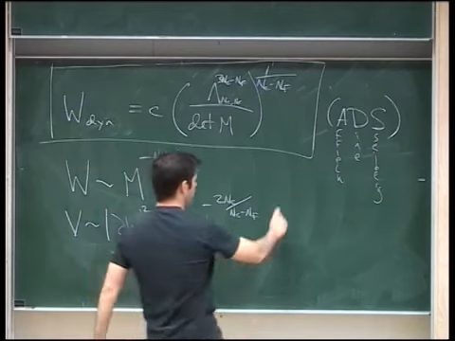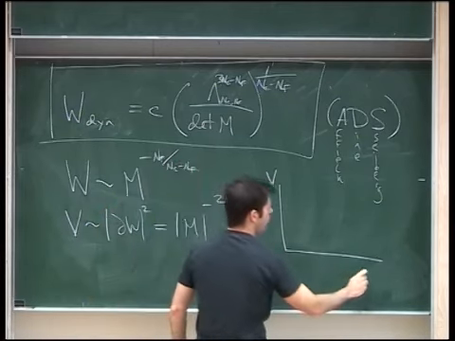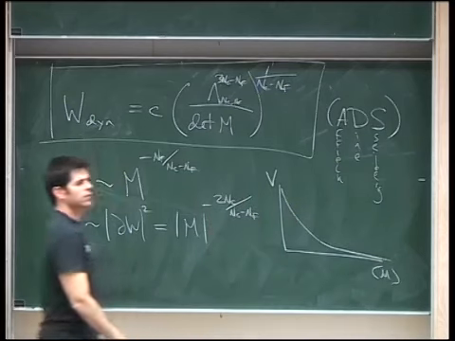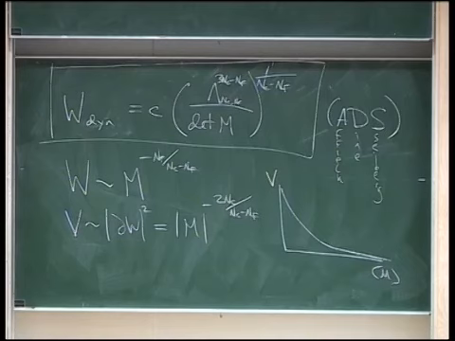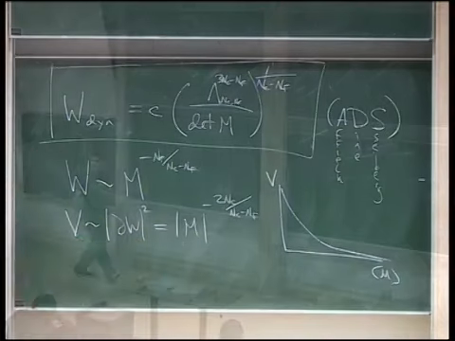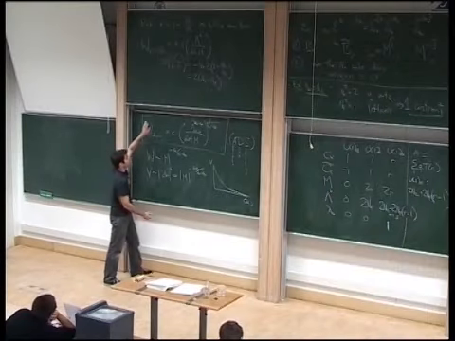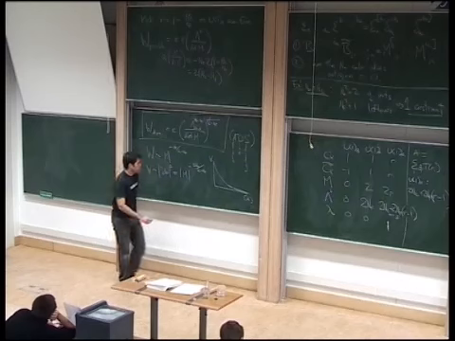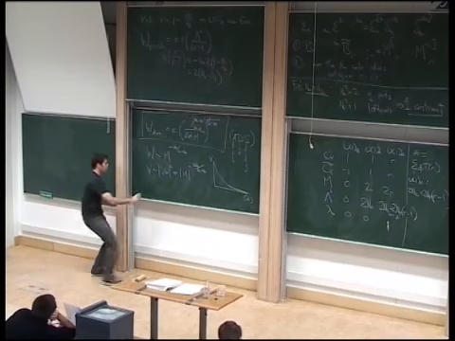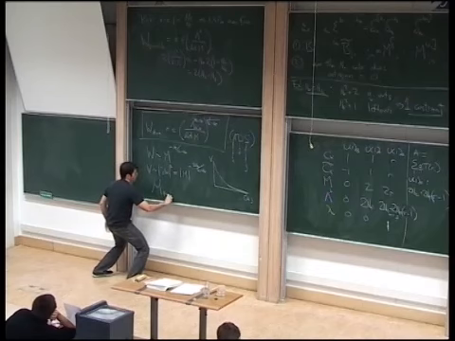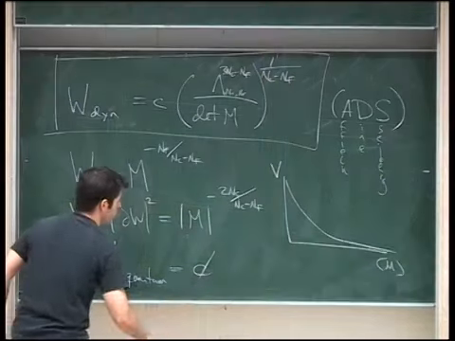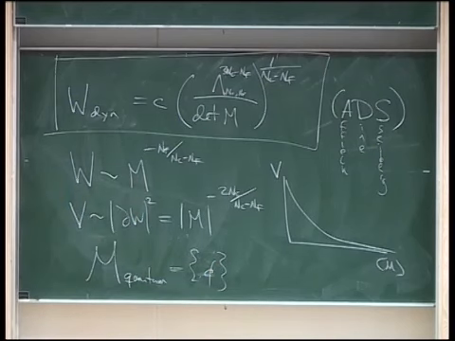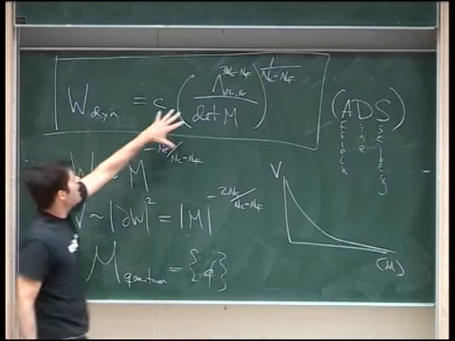So what does this look like? Here's V, here's M. It looks like that. And in particular, there is no place where this hits a 0. So what you see is that there's no supersymmetric vacuum here for any finite VEV for M. So the quantum moduli space is nothing. The quantum effects completely lift it.